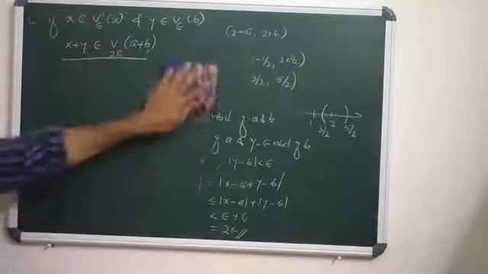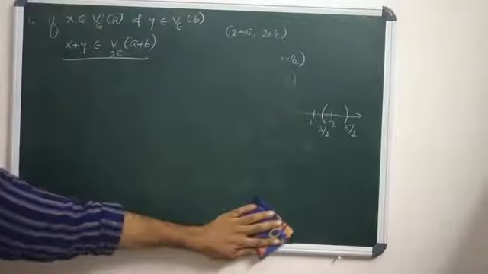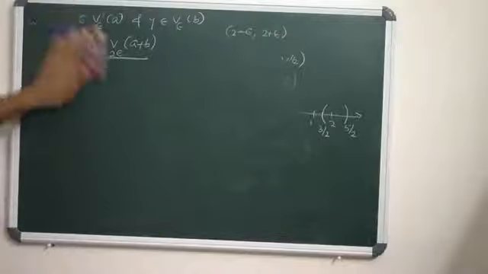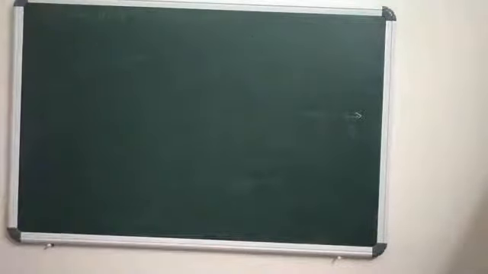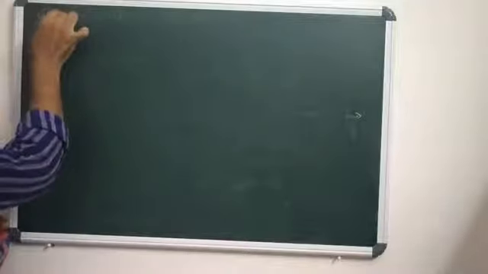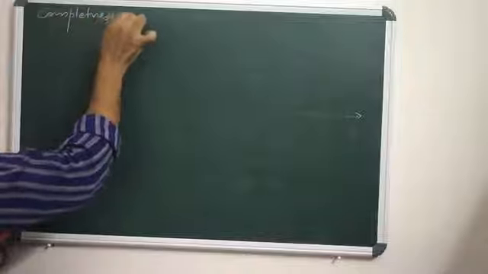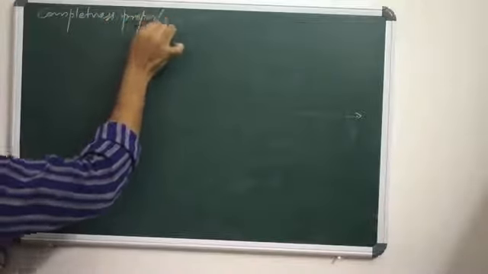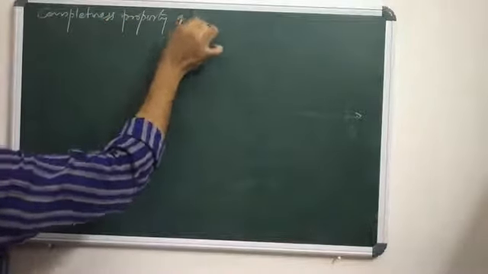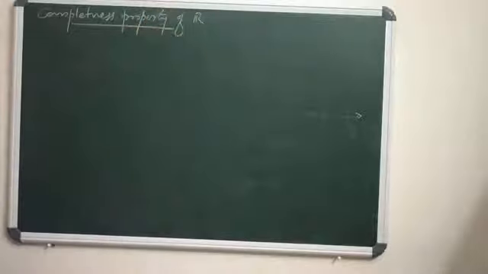Now let us discuss the important properties of real numbers. It is the completeness property. That property is known as the completeness property. The completeness property of real numbers. So this is an important property. The completeness property is an important property of R.